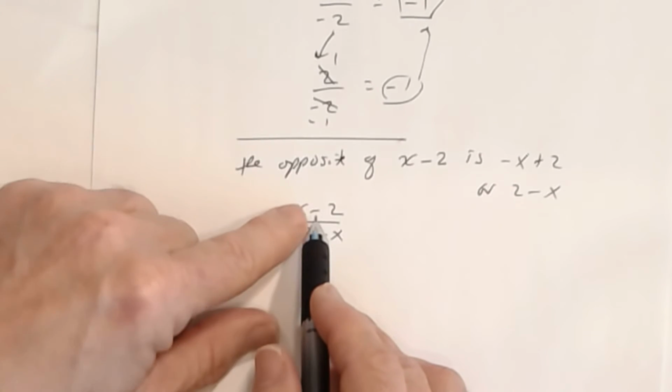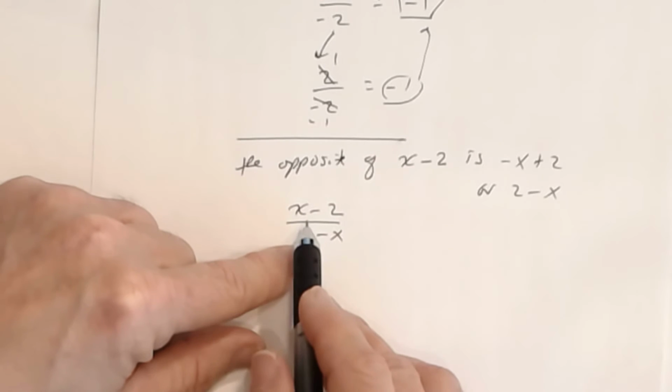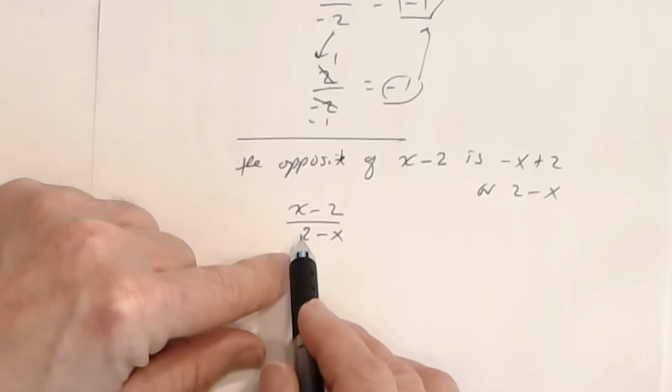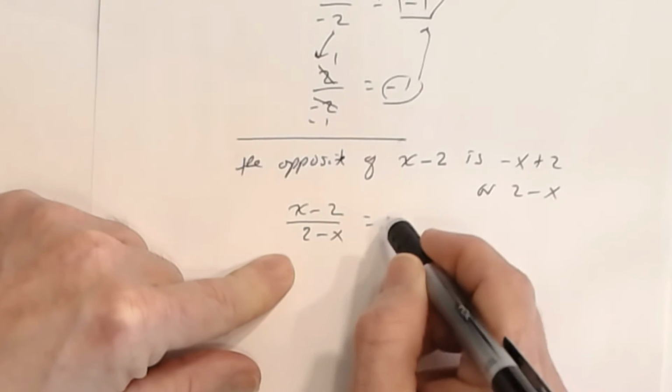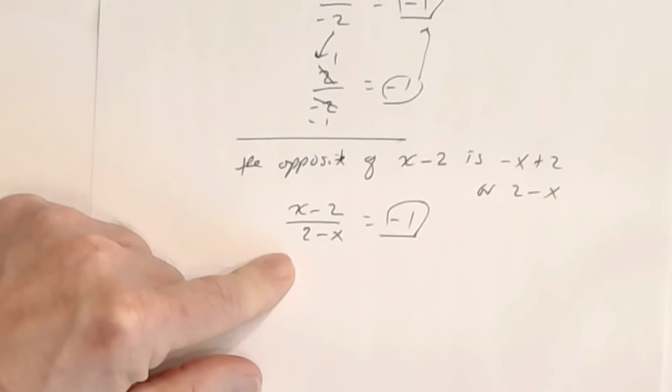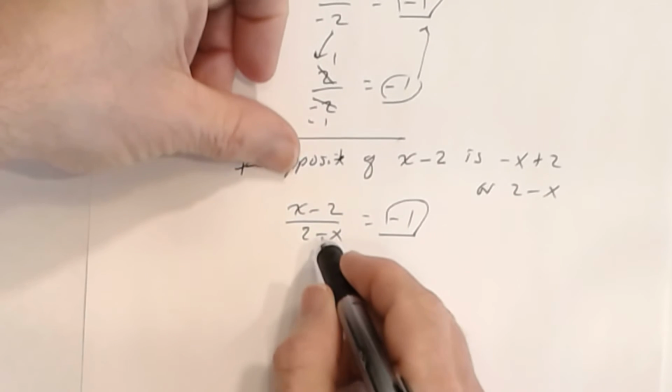So you see right here, the opposite of x minus 2 is a negative x and a positive 2. So that's directly going to be negative 1. So that reduces to negative 1. Now here's why that's true.